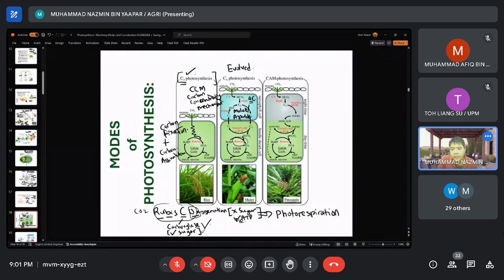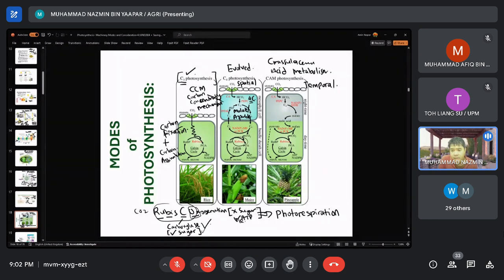How about the CAM photosynthesis? CAM is actually short for crassulacean acid metabolism. If C4 plants have two cells to separate the carbon fixation and the Calvin cycle process, the CAM plant does it in such a way that it's still in one cell, not two cells, but they separate by time. So the C4 separation happens spatially, meaning by space, spatial separation. This is separation by time, temporal separation.